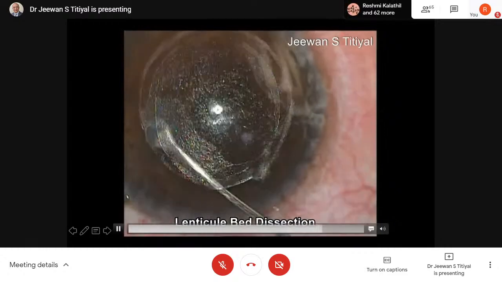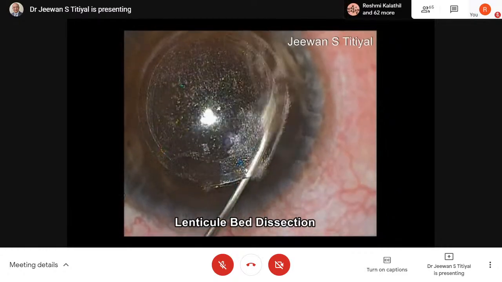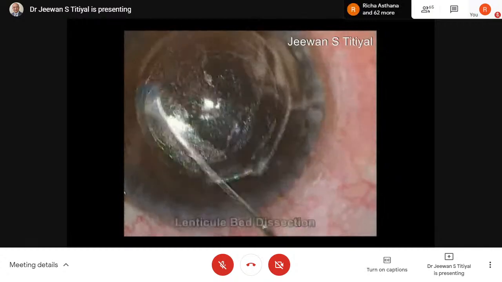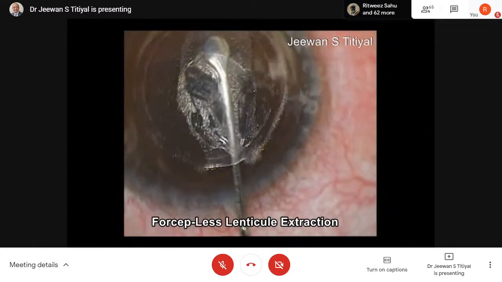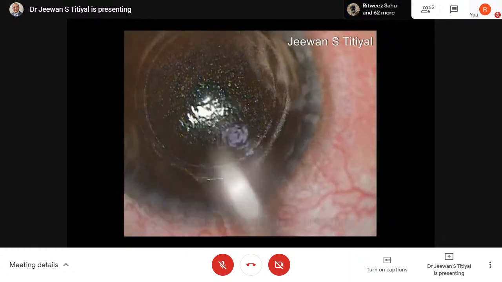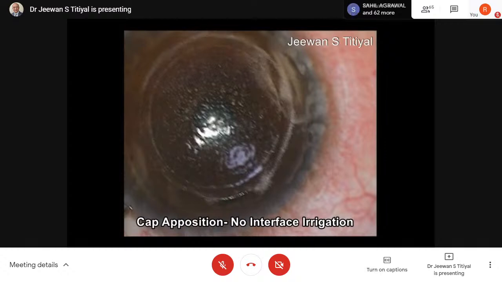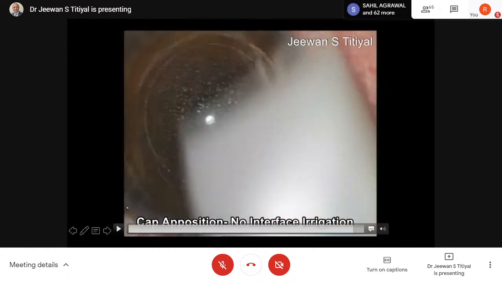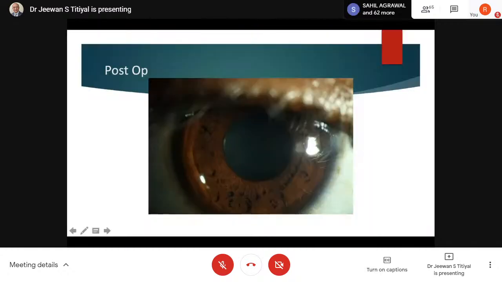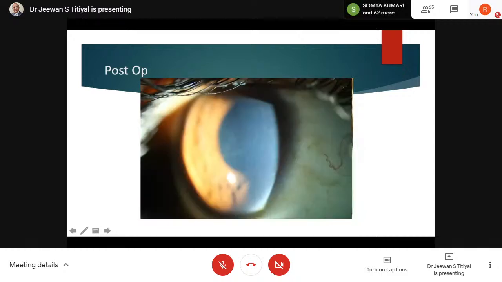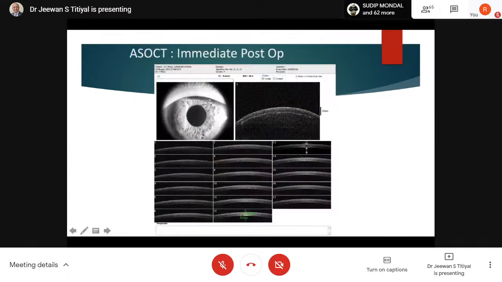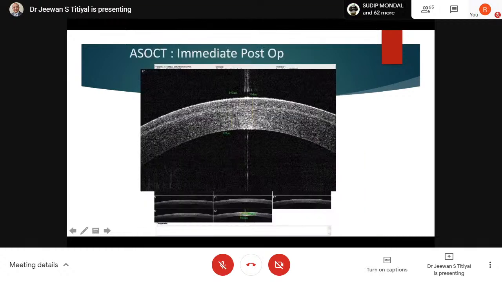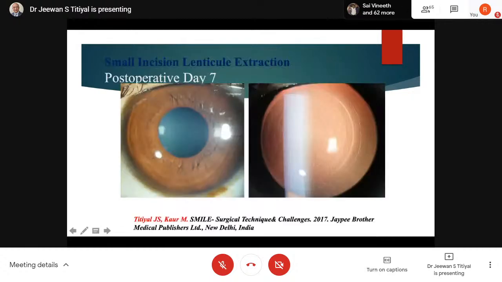The amount of tissue removed with SMILE and with LASIK is almost similar, because for each diopter of correction the tissue ablation or removal is almost similar in both cases. The advantage here is we are retaining the flap, and subsequently the outcomes will be better. This is immediate post-op in these cases. You see this is after 1 week, and this is the OCT. You can see this is the area from where we have taken out the lenticule, after 1 week of surgery.